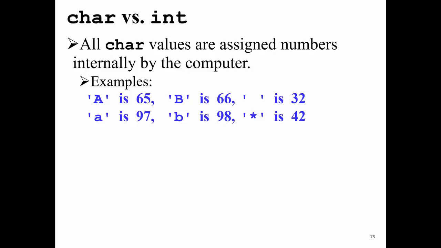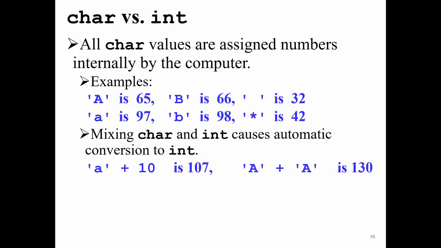So each character has an equivalent integer, or ASCII code. Now, if I ask for 'a' plus 10, it will be 107. I don't know 107 what. If I cast it to a character and print it, I know what this ASCII code means.